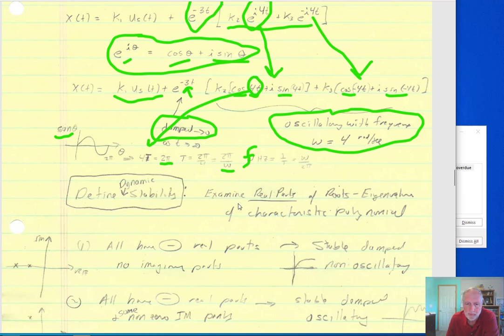All right, so if we get real roots that are negative, it damps out. If we get imaginary or complex roots where the real part is negative, it damps out, but it oscillates. So we can define the nature of the response or dynamic stability by looking at the real parts of the roots of the characteristic polynomial.